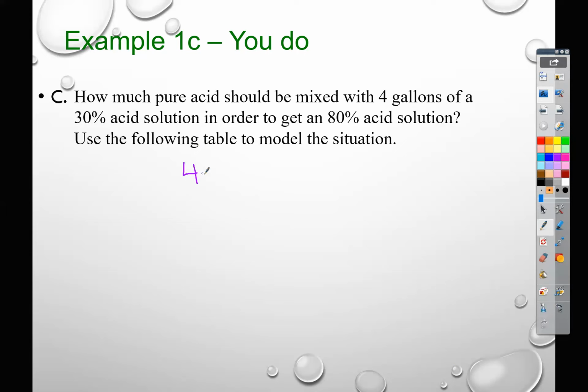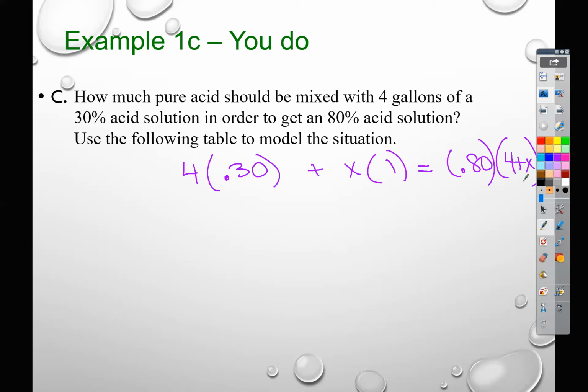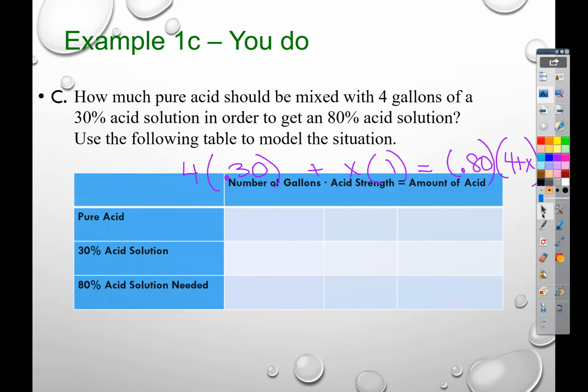Okay, so 4 gallons of a 30% solution. How much pure acid? That's 100%. We don't know how much, but that's 100%. Realize I'm putting it in decimal form. To get an 80% solution of the 4 gallons, and we don't know how much. So that is how you would set it up, and your answer should be 10 gallons.